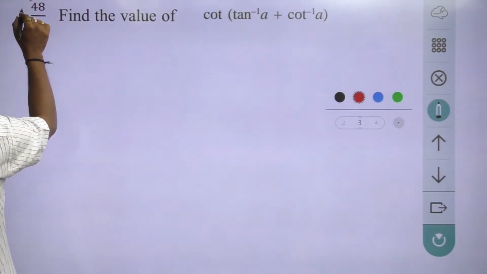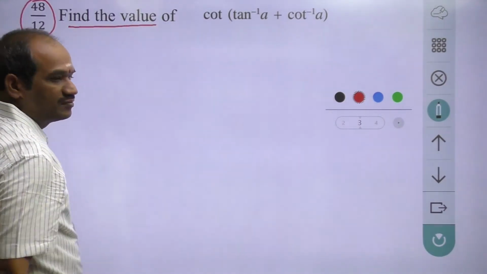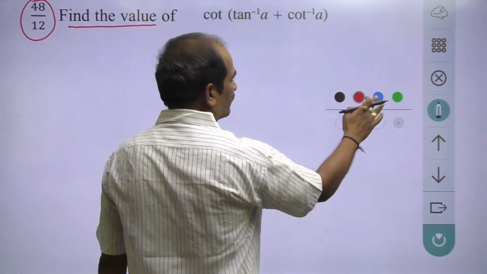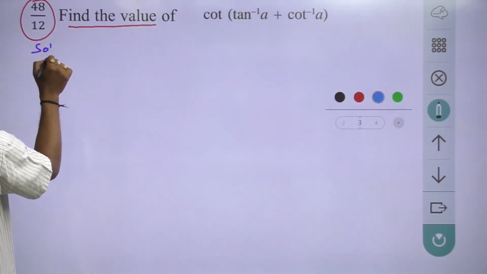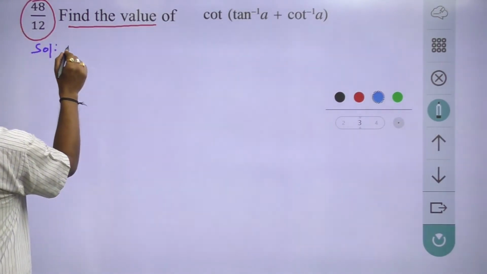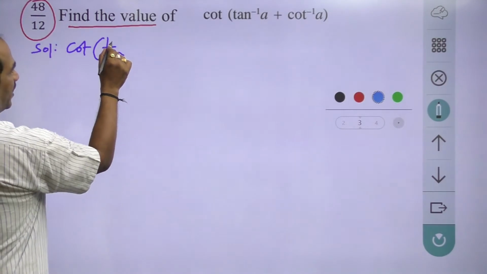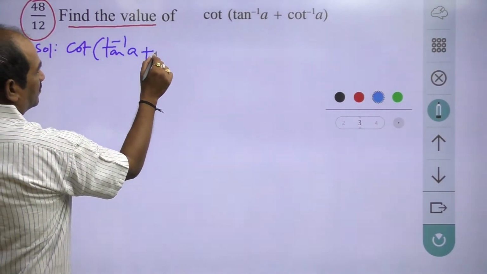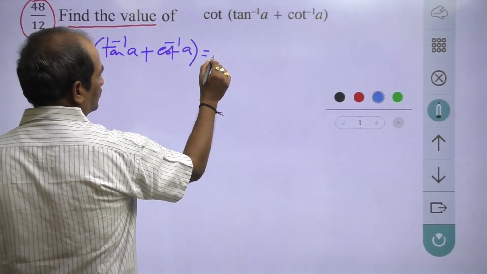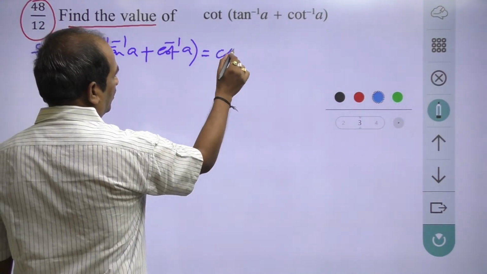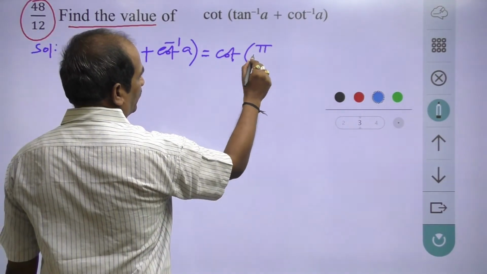So here, the 48th page, 12th question. Find the value of this expression. See here, in the solution: cot of tan inverse of A plus cot inverse of A. That is equal to cot of this value, tan inverse A plus cot inverse A, which is equal to pi by 2.